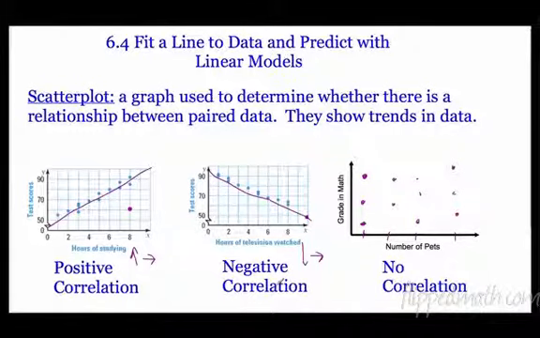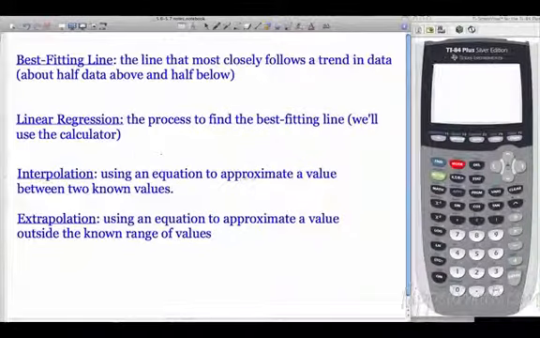Alright? Let's get through some more vocabulary first, and then we'll show you on the calculator. A lot of vocabulary. I apologize for that. Best fitting line. The best fitting line is a line that most closely follows a trend in data. About half the data is above and about half of the data is below. Again, you may want to pause the video right now and just write all this stuff down because I'm going to go kind of quick.